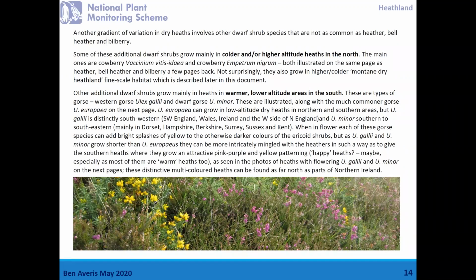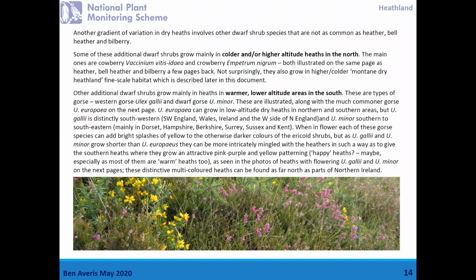There are other kinds of variation across this range of dry heaths, from warmer to cooler, not so much west to east, but more north to south. We've already seen the cowberry and the crowberry, and I did mention that they're species that like it a bit cooler, higher up, further north. So the higher altitude and more northern examples of the dry heathland sub-habitat that we're in now, they can be common there. And not surprisingly, they also go into the montane ones as well.